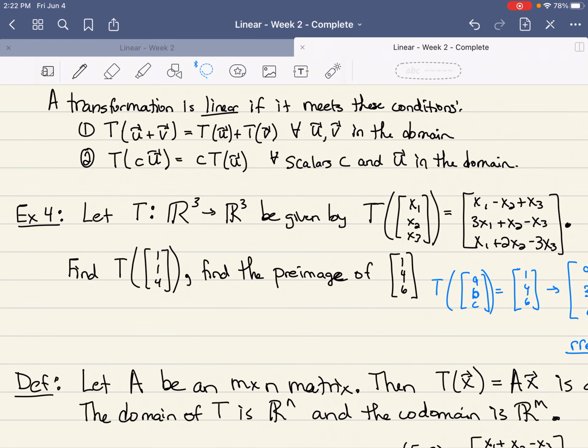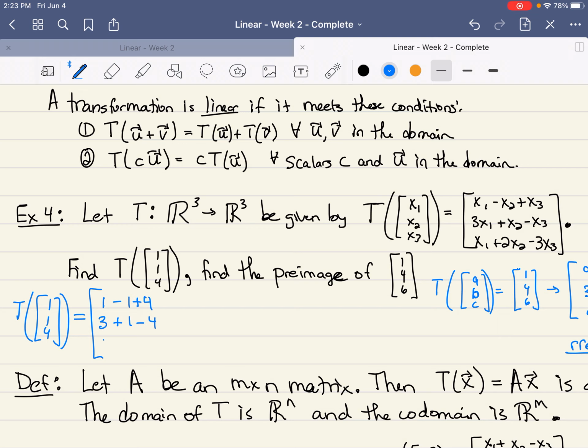Okay. So the first part is just to find T of 114. And that's just going ahead and taking 114 and plugging it into the formulas that we have. The top row is the first number minus the second number plus the third number. Then I've got 3 times the first number plus the second number minus the last number. Then the first number plus 2 times the second number minus 3 times the third number. So T of 114 would just be 4, 0, negative 9.